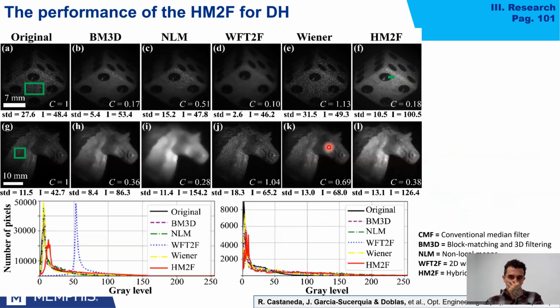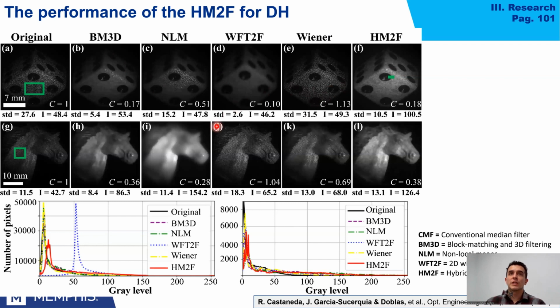So also we compared the performance of the proposed method with some of the considered state-of-the-art methods. So we have the conventional median filter, the block matching and 3D filtering, the non-local mean, the Wiener filter, right? The two-window Fourier transform. So we realized that the best outcomes in the homogeneous regions are presented by the BM3D algorithm and the hybrid median 2 filter.